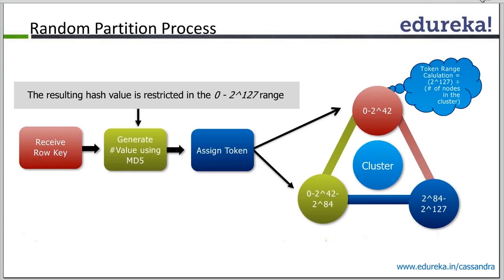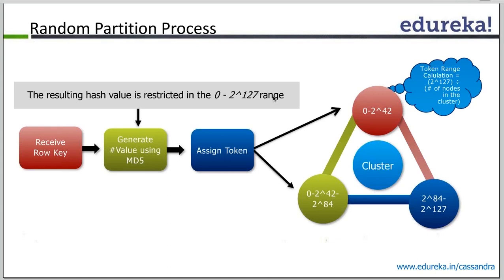Okay. So how does the random partitioner process work? It obtains a row key and generates an MD5 hash of the row key, and the resulting hash value is restricted between 0 to 2 power 127, because the total hash size which a Cassandra cluster uses to store the information is about a 128-bit hash. So the total range is 0 to 2 power 127. It makes sure that the hash that is generated is restricted to that range. Then it obtains a token associated with each node.